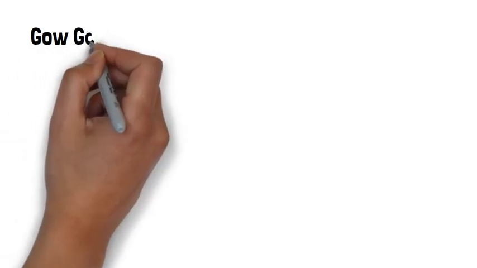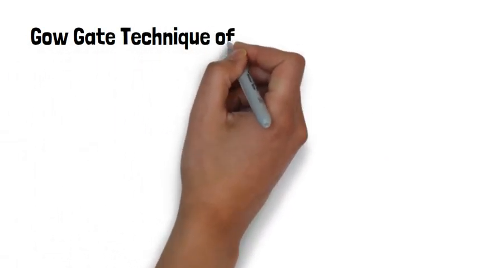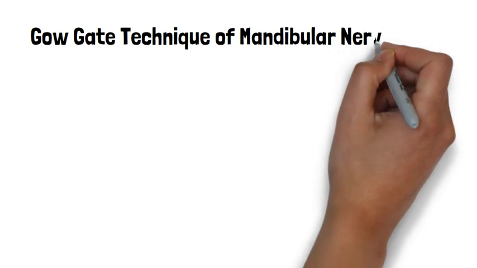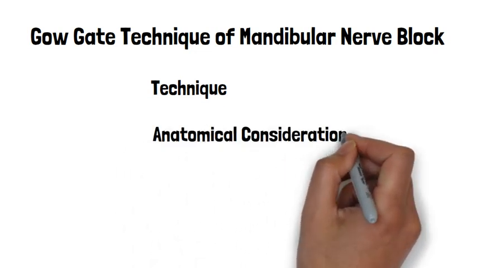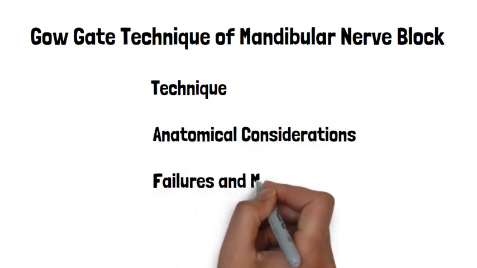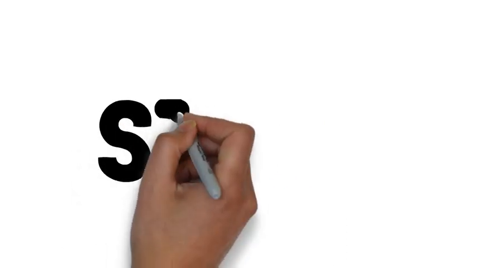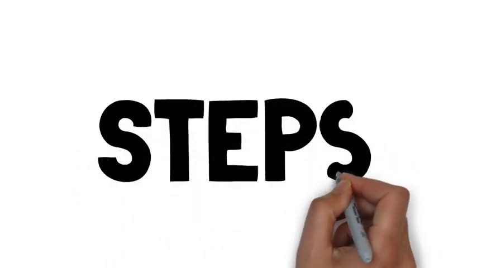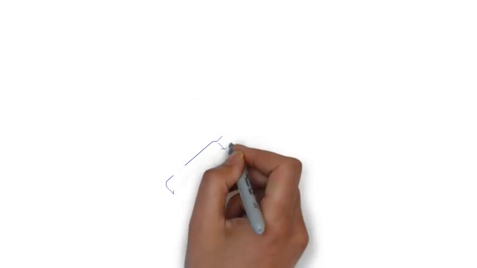Today I'll be teaching you about the technique of the mandibular nerve block, which is also called the true mandibular nerve block. We'll be learning about the technique, the anatomical considerations, and the failures and mishaps associated with the mandibular nerve block. Now starting with the technique, the steps are almost the same as that of the inferior alveolar nerve block that we have discussed in our previous class.